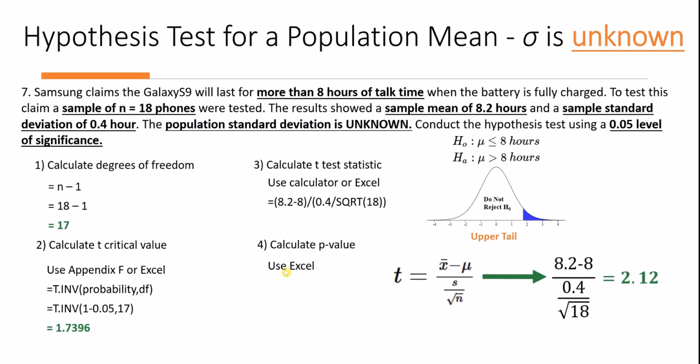So for the p-values, you can only use Excel. So to calculate our p-value for our t-distribution, this is why it's important that you understand that it's an upper tail test, because in this case, the function is a different function. So since it's an upper tail test, we're going to use the t.dist.rt function. We're going to plug in our t of 2.12 and our degrees of freedom of 17, and we get a p-value of 0.0245.